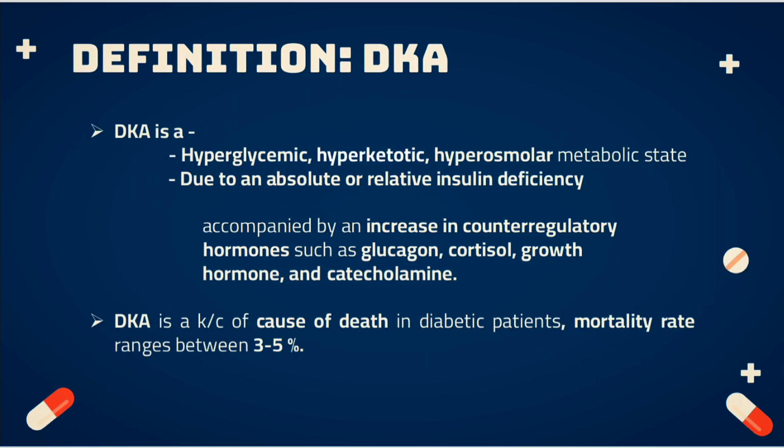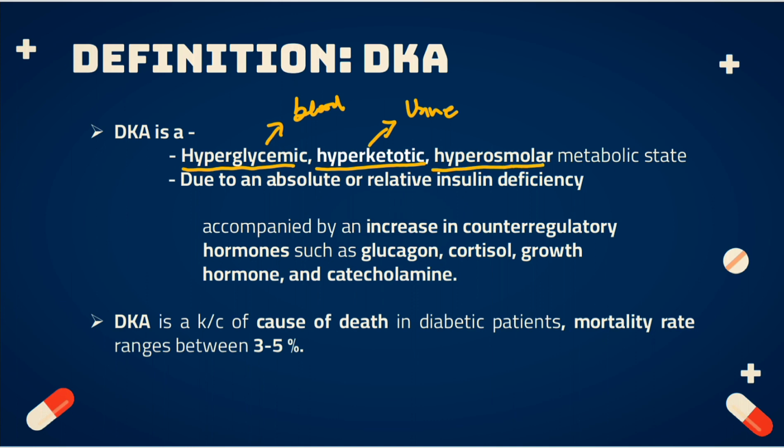So this DKA is a condition of hyperglycemia, meaning there is a high level of sugar in the blood. It is a condition of hyperketonemia, meaning high level of ketone bodies in urine, and due to this high level of sugar in blood, there is a condition of hyperosmolarity, meaning osmolarity of blood will be increased.